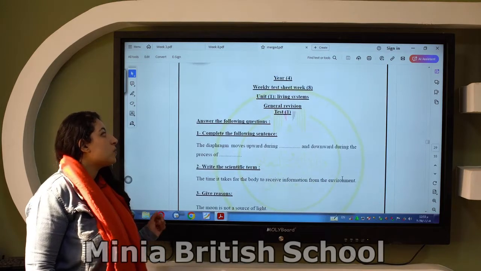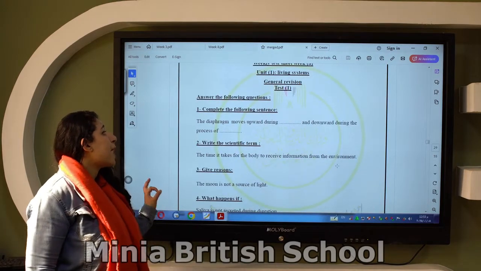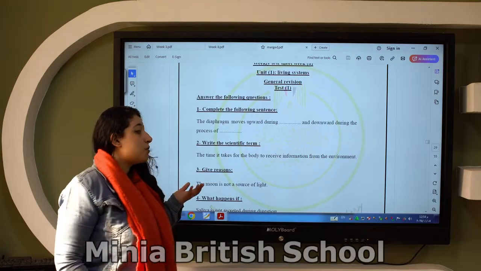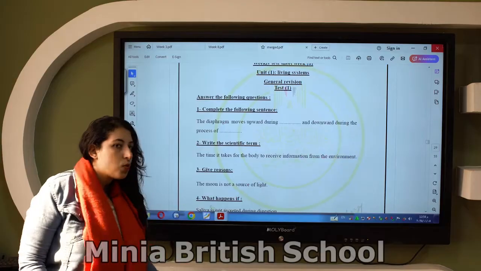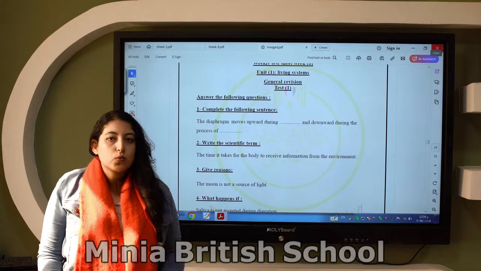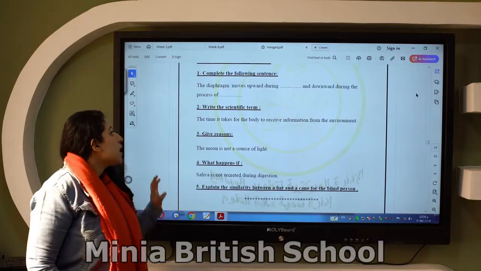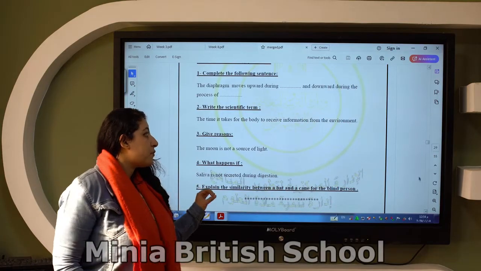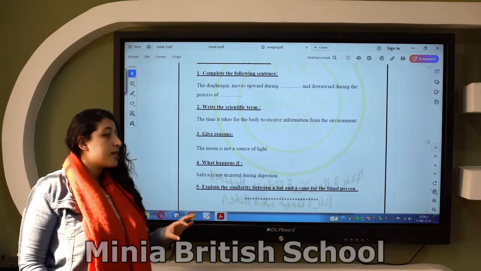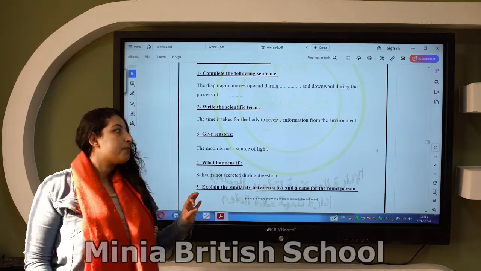Okay, test 1 in week 8. The diaphragm moves upward during what? During exhalation, yes. And downward during inhalation. Write the scientific term. The time it takes for the body to receive information from the environment. What is this? Reaction time.